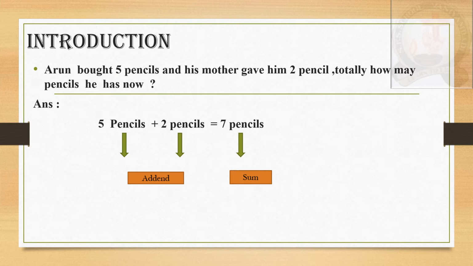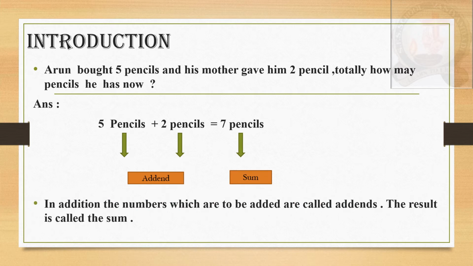Okay, children, this is how addition works. We may add 3 numbers, 4 numbers, 5 numbers, 6 numbers. You may add any number of digits, there is no issue. When we add numbers, those numbers are called addends. The answer part is called a sum. That is the thing I try to say.